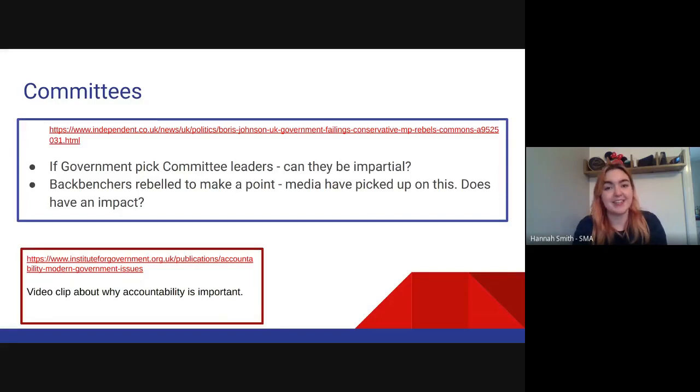We also know committees are a little bit limited. However, there are a couple of good links here I wanted to share with you. This one, literally, the Independent article you've got there came up this week with MPs trying to force the Prime Minister to not appoint a Conservative as head of one of the main committees. They're backbenchers, so hopefully you remember that term from last week. They sit on the back benches. They're not as important, but they do still get a say.